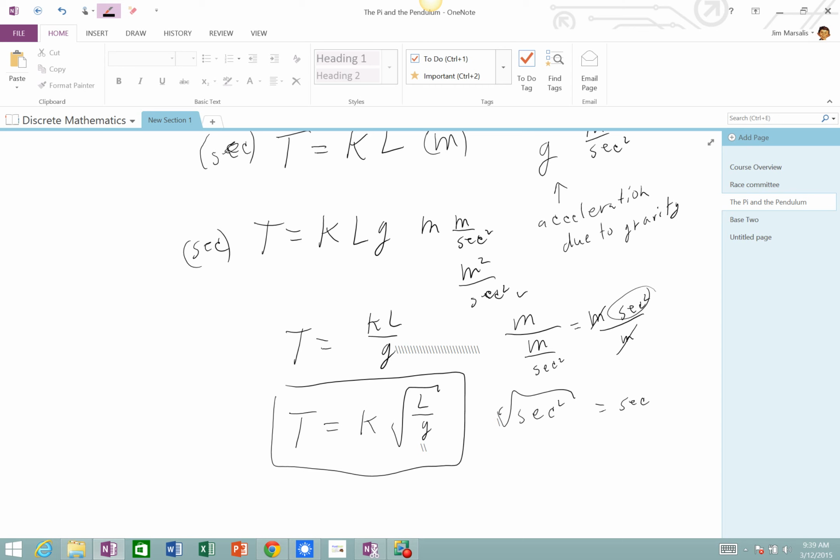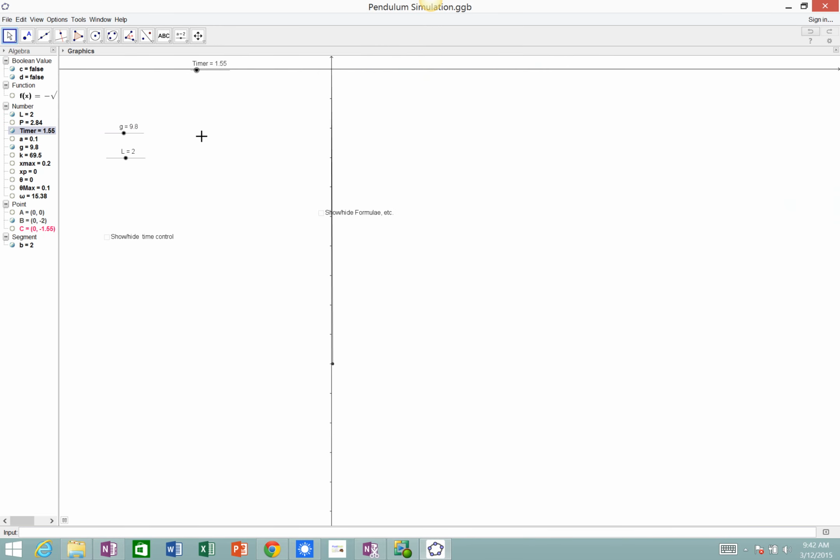Instead, I'm going to just do a computer simulation of the pendulum. So here we go. Let's take a look at that. Okay, so here's my swinging pendulum. It's simulated to be 2 meters long. You see up here the length is 2.